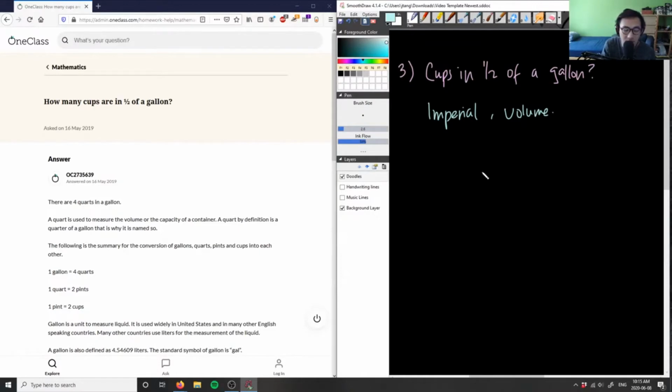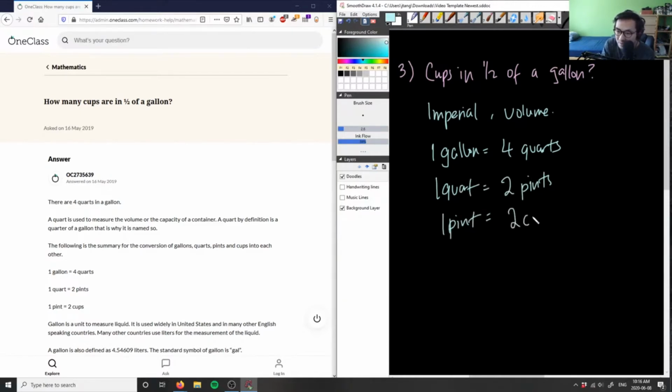What we can do first is write out our conversions. We know that 1 gallon equals 4 quarts, 1 quart equals 2 pints, and 1 pint equals 2 cups.